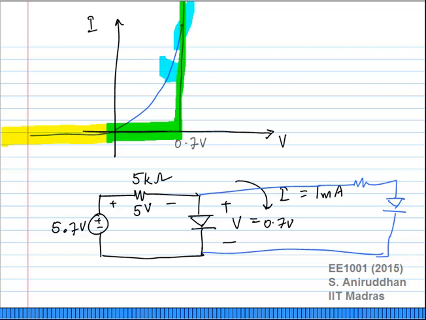In other words, if I had replaced the diode like this, you can go back and check for yourself. You can start off by assuming this is forward biased, but it will not lead you to a consistent solution. The reason is very simple. This is 0.7, this is 0.7. What is the voltage across this resistor? 0. There is no current through the second diode, very clearly. There is no current through this diode, which means your original assumption was wrong.